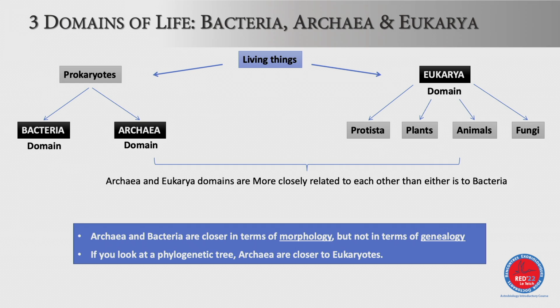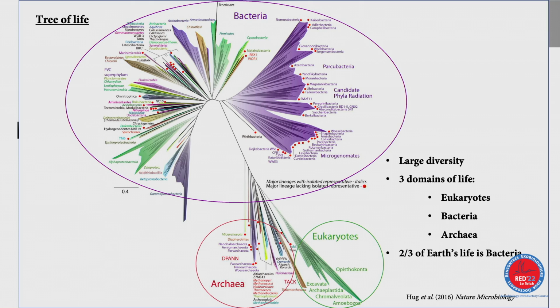And that's what we see on a phylogenetic tree. Here, that's the tree of life. Here you see all the diversity of bacteria, and down there, eukaryotes and archaea, which are closely related compared to bacteria. What is interesting is that bacteria are a large diversity, and they are two thirds of life on Earth.